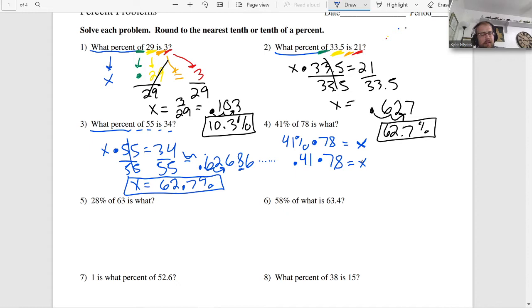But this way, we just go, okay, 0.41 times 78. And that equals 31.98. And there we go. That's the answer.